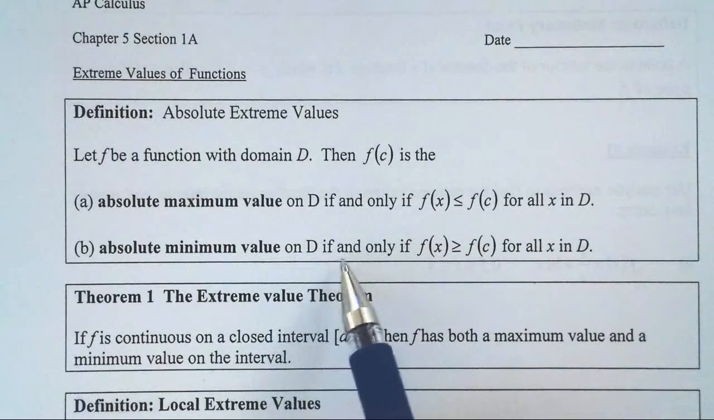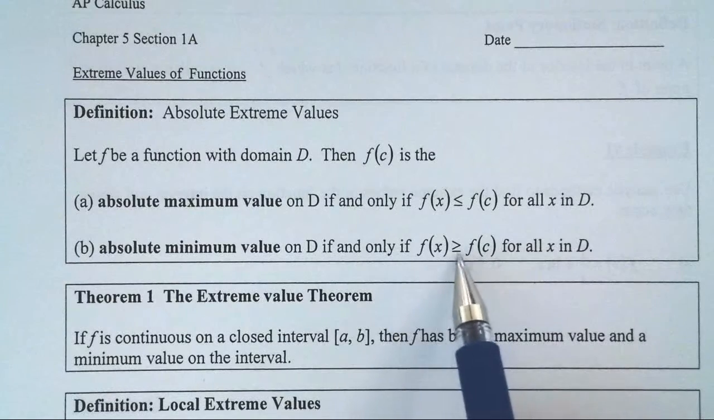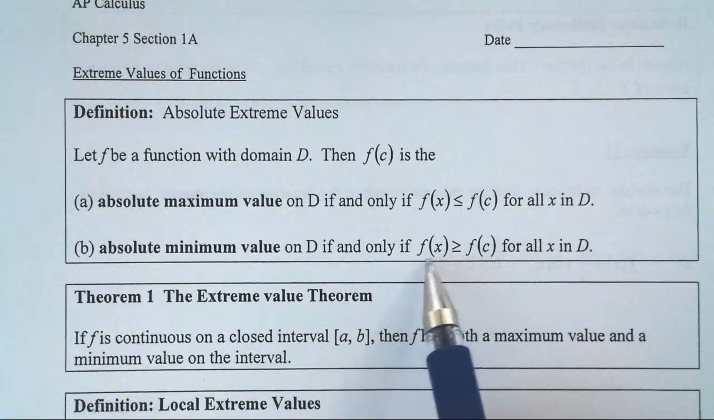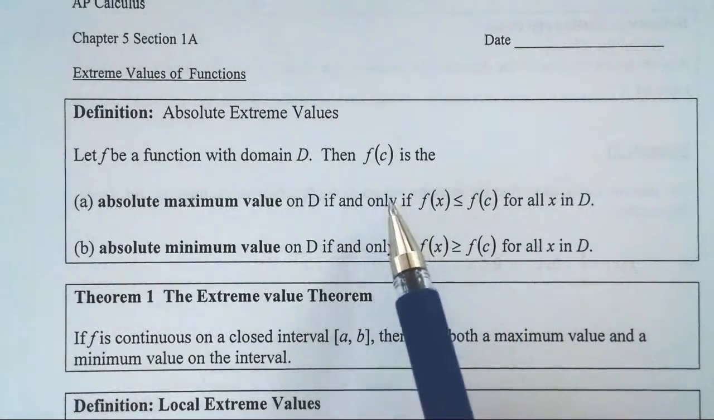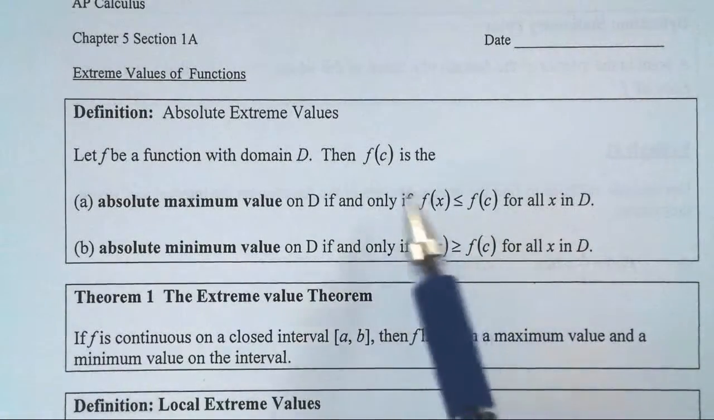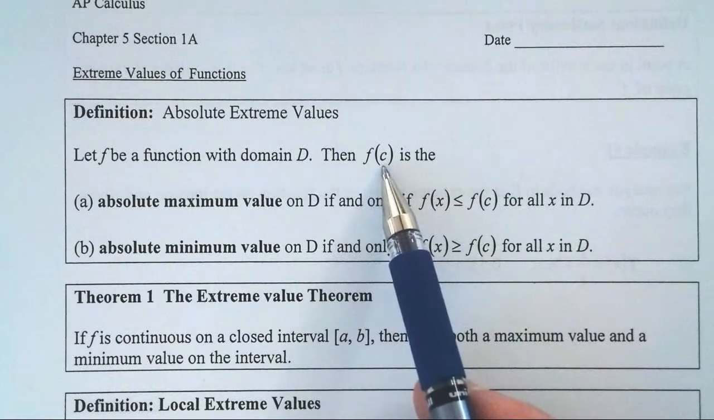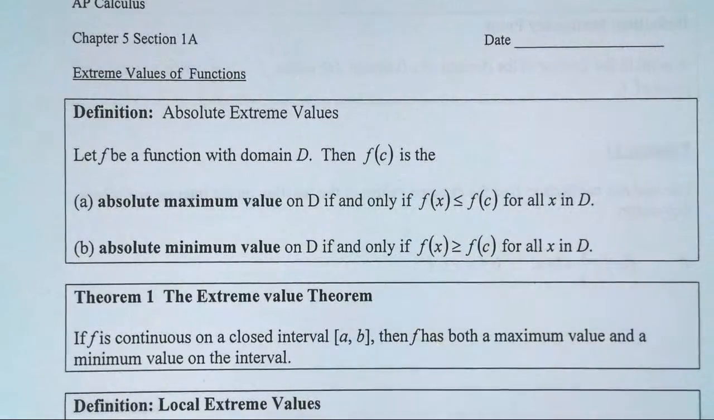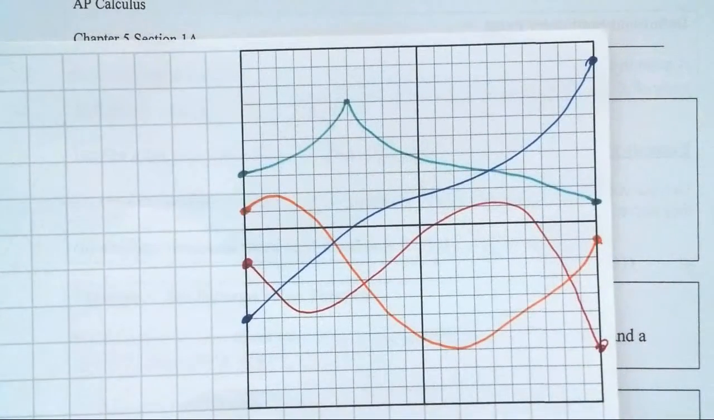Absolute minimum value on D, if and only if the height at c is smaller than or lower than all of the other possible heights when we select any value of x. So all they're saying is probably exactly what we would have thought before we read that: f of c is a maximum, that's a y, that's the highest the graph gets if it's higher than every other point. So pretty simple.